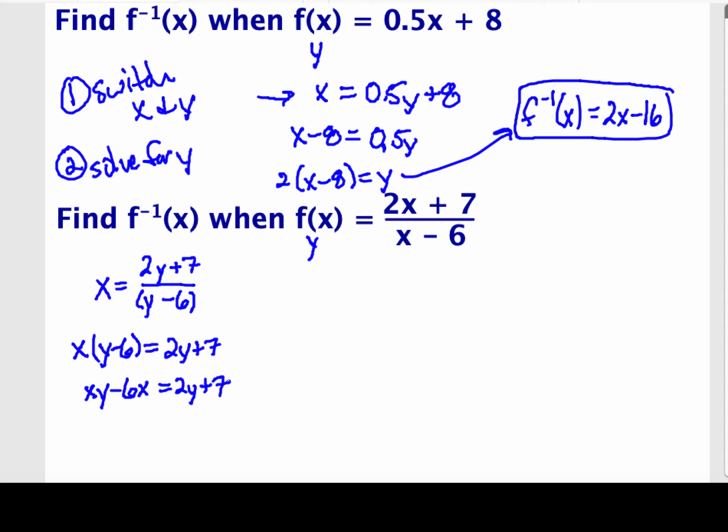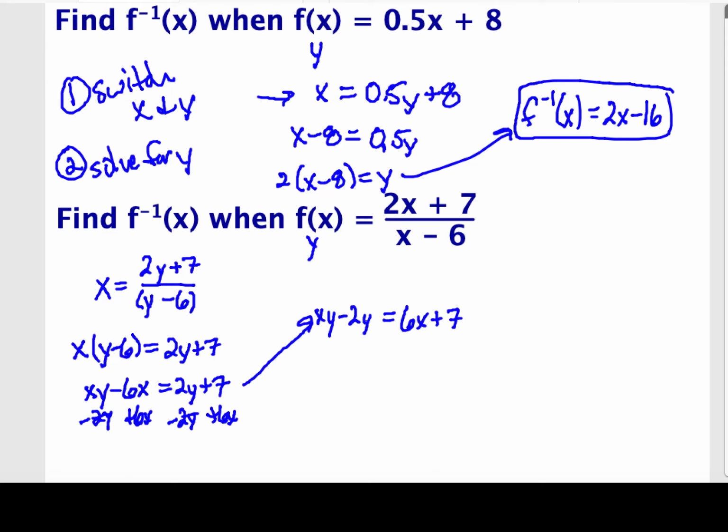Then while I'm at it, it's always easiest to solve for a variable if we can get those like variables on the same side. So let's go over here. I'm going to go ahead and add 6x to the other side, right? Basically causing that to be 6x plus 7. At the same time, I'm going to subtract 2y on both sides, so that now on this side it's xy minus 2y.